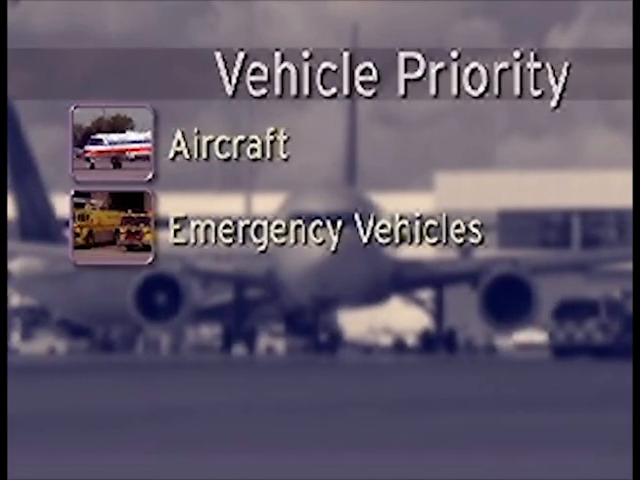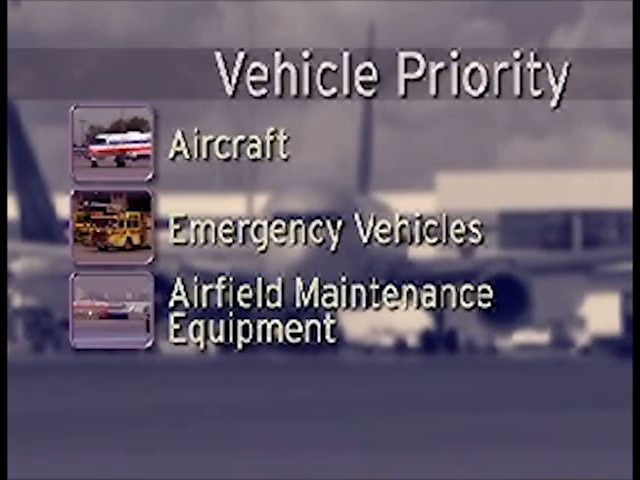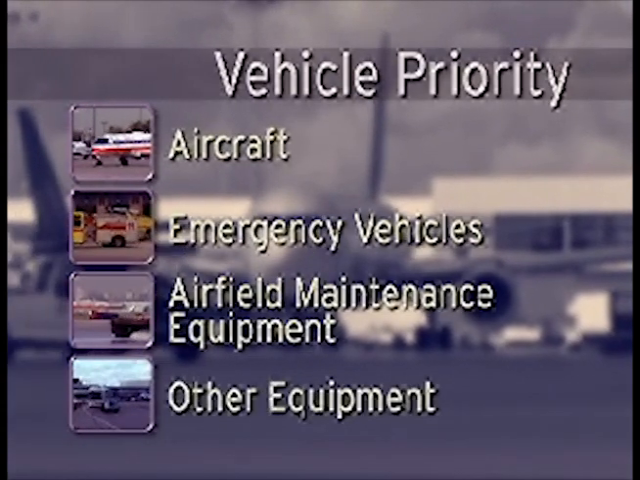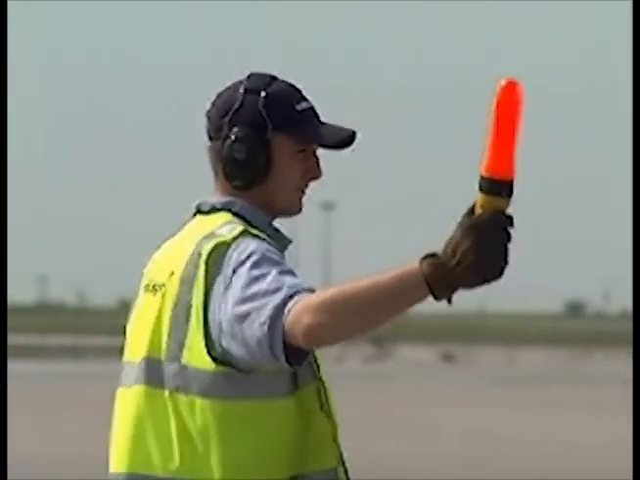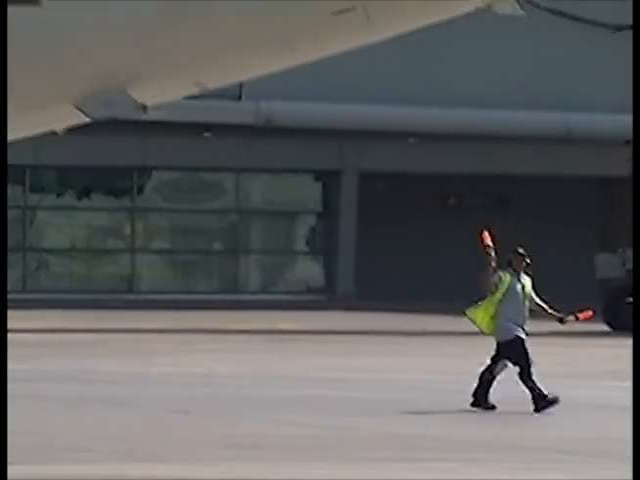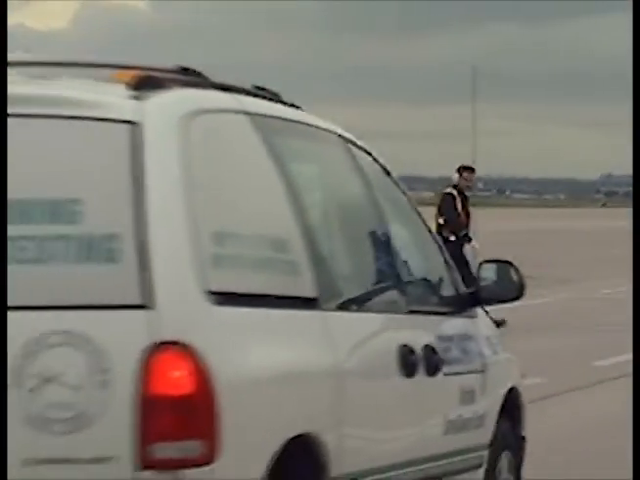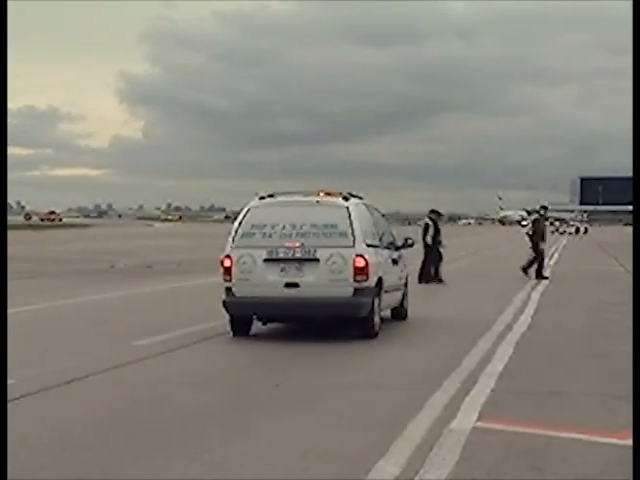Next, emergency vehicles responding to a call. Then, airfield maintenance vehicles such as snowplows and sweepers. And finally, all other ground support vehicles. It is important to remember that wing walkers and marshalers, when pushing back an aircraft or returning to the apron, are to be treated as though they are an aircraft and given priority when crossing the vehicle corridors.